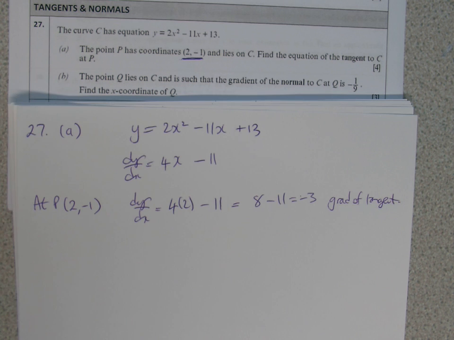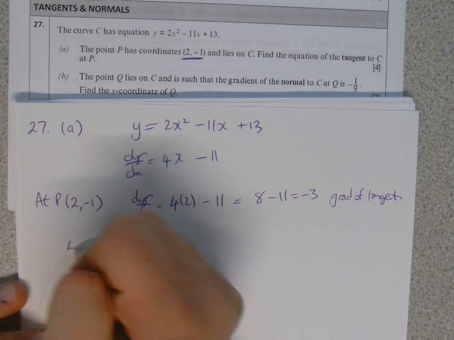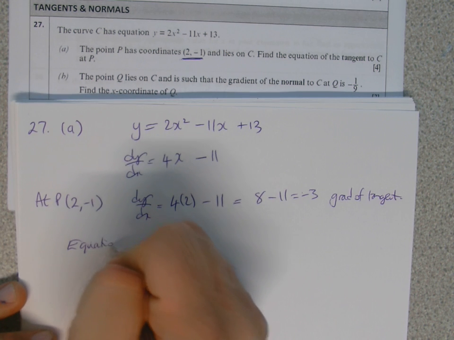At the point (2, -1), that's the gradient of the curve at that point, but also the gradient of the tangent, because the tangent is going in the same direction as the curve at that particular point. So to get the equation then of the tangent.